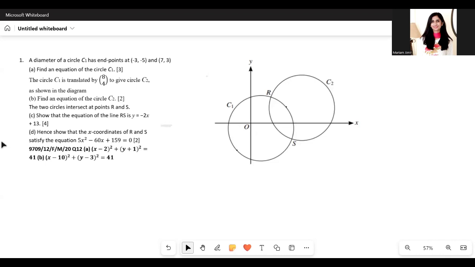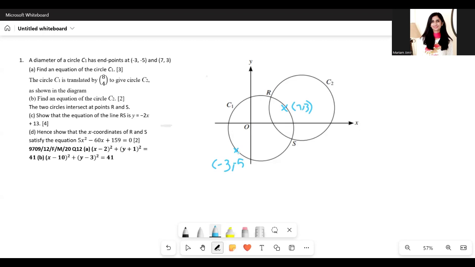Question number 1 of the circle equation worksheet. The diameter of a circle C1 has endpoints -3, -5 and 7, 3. Let me try to show this here. So let's say this is the first point, -3, -5, and the other end would be this 7, 3. And these are the two opposite ends of the diameter of the circle C1. Find an equation of circle C.